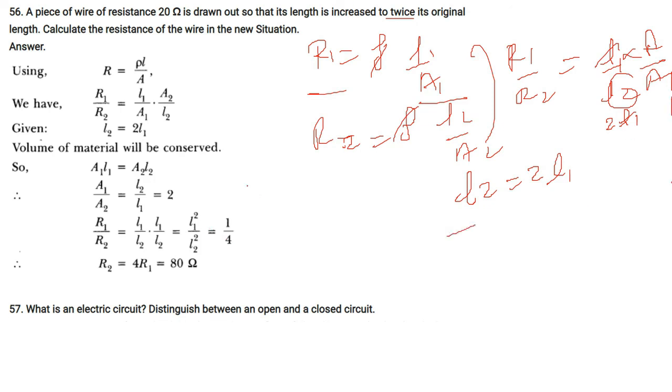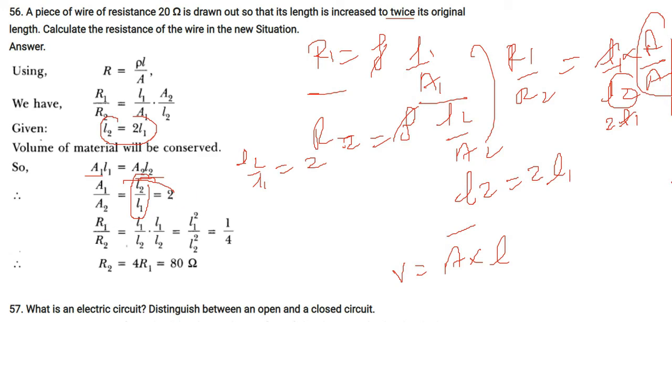Now the volume, it is given, the volume is conserved. The question says that volume of material is conserved. So volume is what? Area into length. So A1 L1 will be equal to A2 L2. So A1 by A2 equals L2 by L1. We have just found that L2 equals 2 L1, so L2 by L1 is equal to 2. So we put 2 here. Now A1 by A2 is 2.